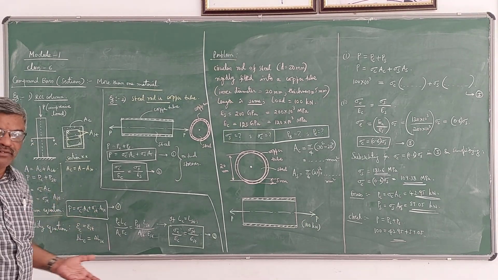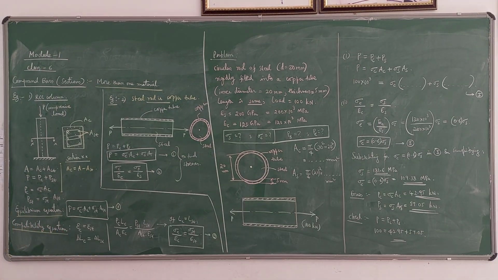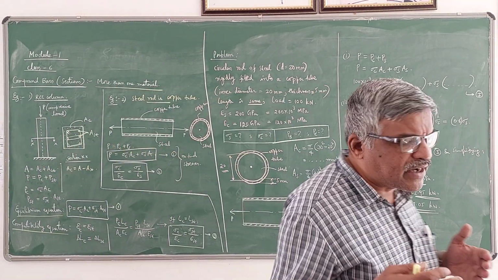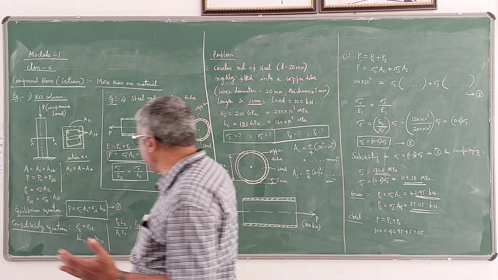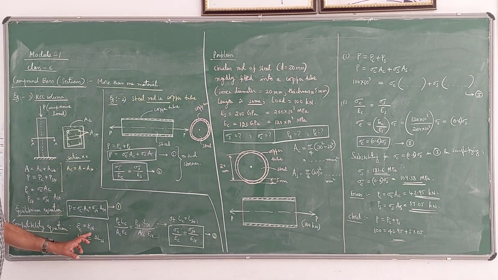We need one more equation because there are two unknowns to solve. The other equation is called the compatibility equation. In structural analysis, the compatibility equation is nothing but the strain compatibility equation. That means what we assume is that the strain in concrete is the same as the strain in steel.